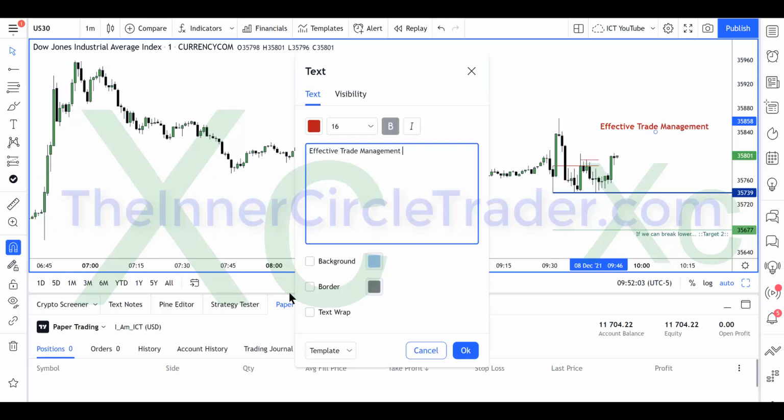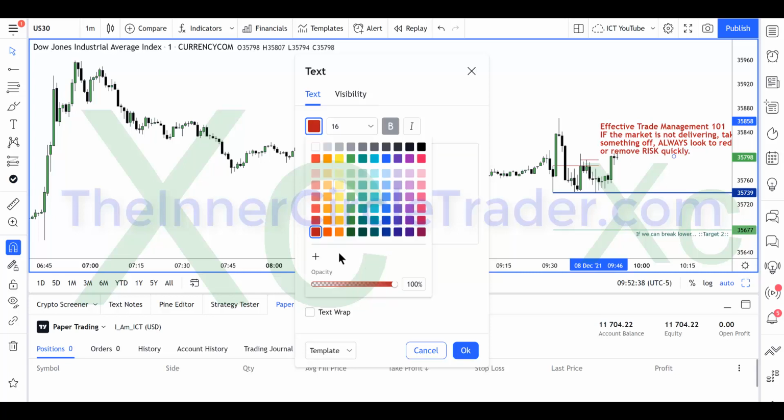Was I correct? No. And this is what I mean by you have to find a gray area in your trading where you're not focusing on being right. You have to focus on being profitable and preserving mental and real equity. So effective trade management 101 is, if the market is not delivering, you need to take something off. Always look to reduce or remove risk quickly.